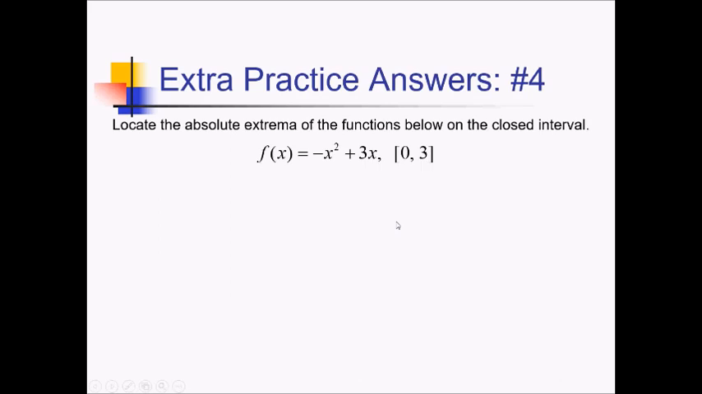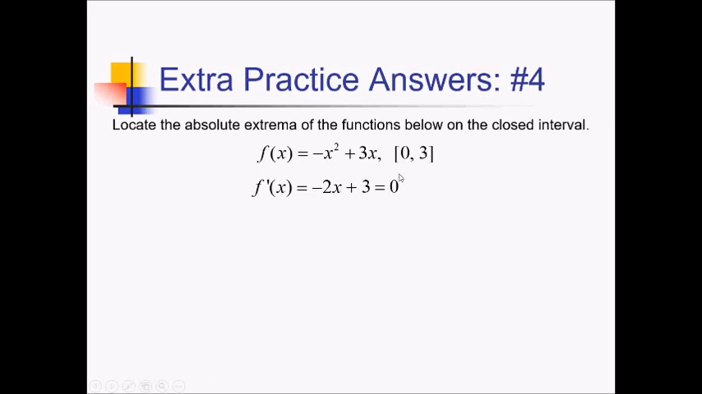For this one, we're trying to find the absolute min and max on this polynomial over the interval from 0 to 3. So first, let's get some critical values by taking the first derivative. That's going to be -2x plus 3. And we want to know where this equals 0. We don't have to really worry about undefined because it's a line. It's defined everywhere.